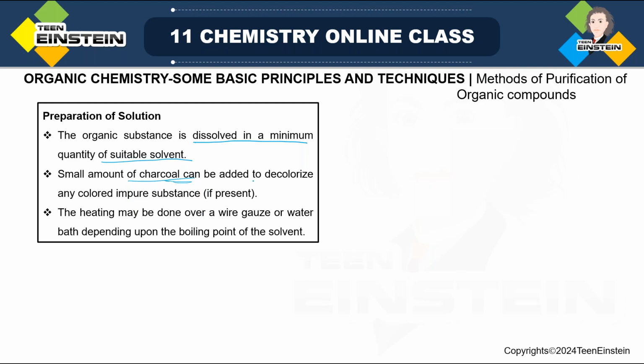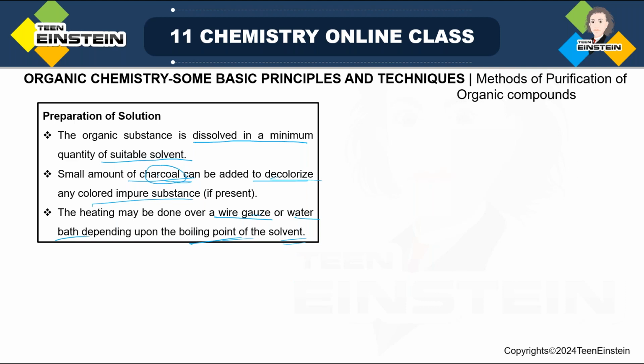So what we do, we add some charcoal to this previously made solution and heat it. Then you will clearly see some decolorization happening. This is only if any color impurity is present, it is not mandatory, right? You are heating it over a wire gauze or water bath. Water bath is mostly used if the solvent has a low boiling point, so that you provide a low amount of heat, and that depends on the boiling point of the solvent. Low boiling solvent, water bath is better. High boiling solvent, you can directly use fire or wire gauze. Okay, so we are heating it, then decolorization will be happening.